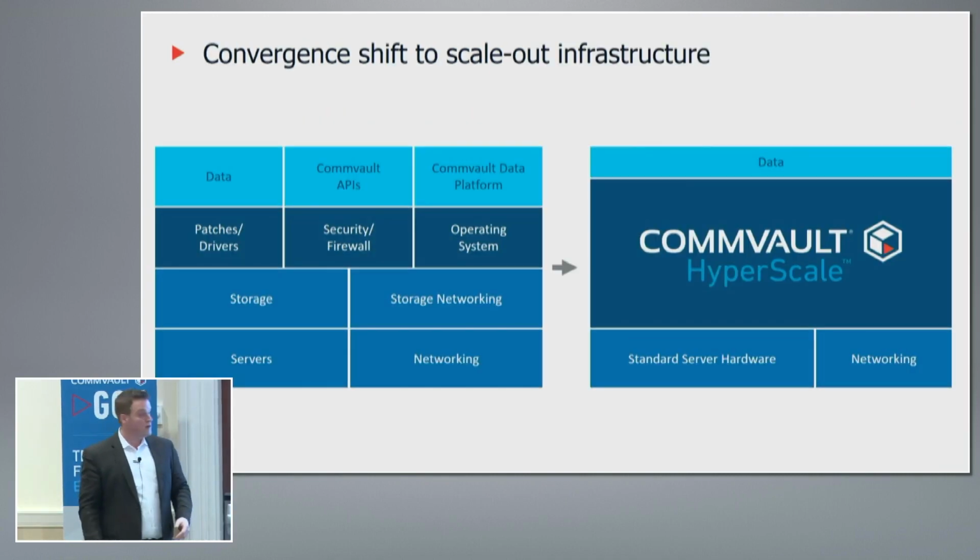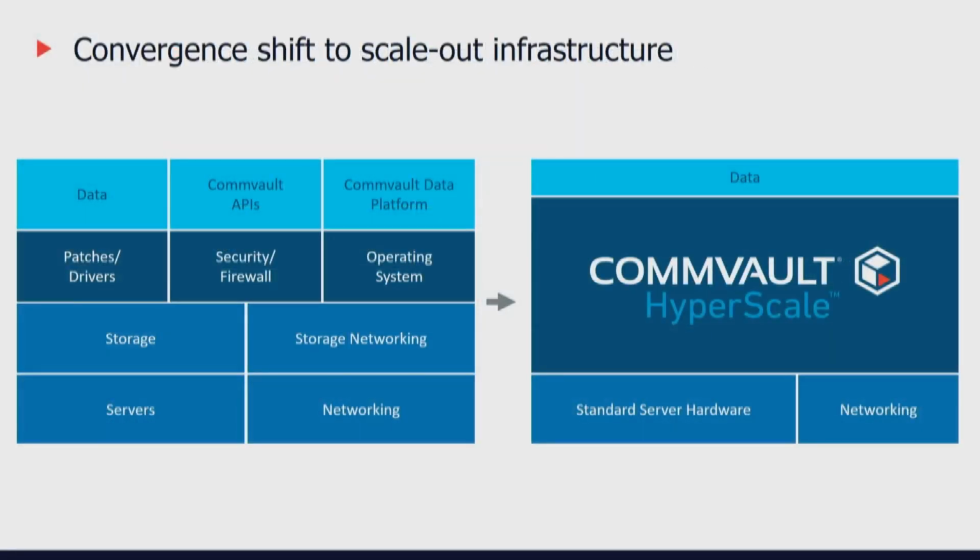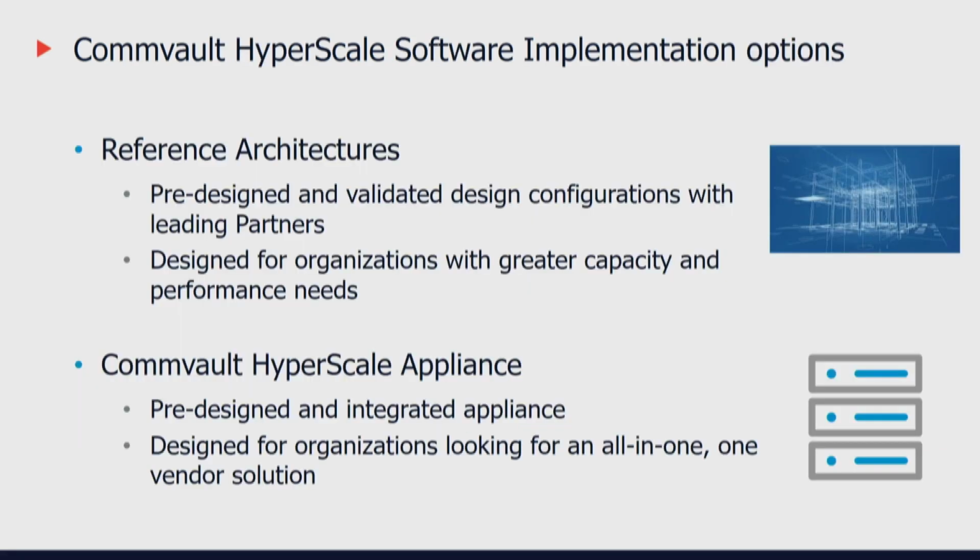The way we do that, we end up taking the idea of OS patches, the security firewall system, the operating system, the Commvault software, the storage networking, the servers, and basically combining that all together and being managed as part of the actual HyperScale level. So we manage the media servers, the data services, what storage is being utilized, how data is being handled, stored, et cetera. We end up taking that and simplifying it down. So it's just data, HyperScale helping to simplify all those middle layers, and basically working on standard server hardware and networking. Okay? We break that down to what that means.